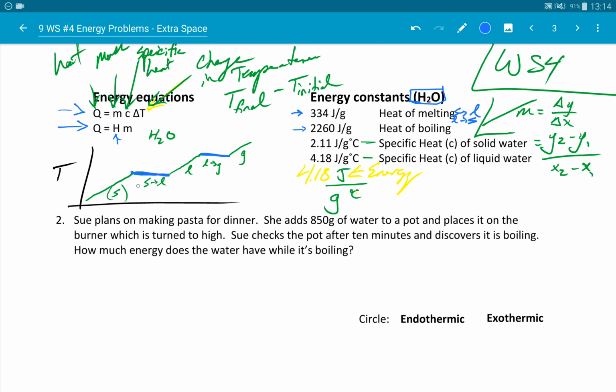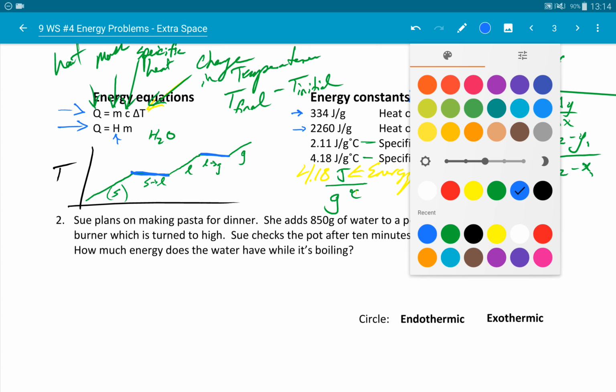In this example, it would have to take in 334 joules for each gram of H2O to go from a solid to a liquid. And if we were running in reverse, so we had liquid water in the freezer and it was cooling down, it would look like the exact same thing, but going in reverse, and it would have to lose 334 joules for each gram of that H2O.